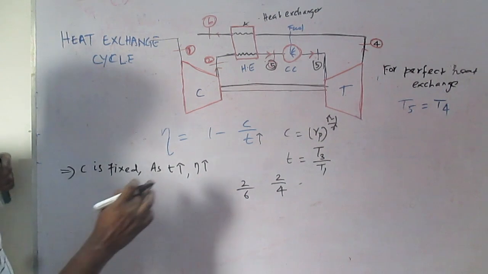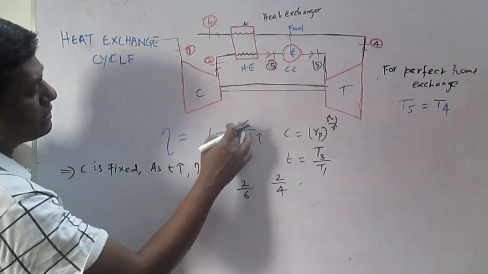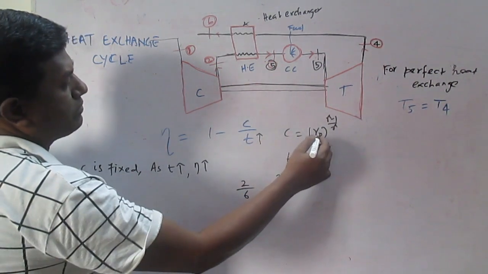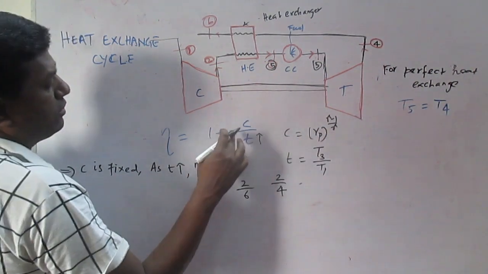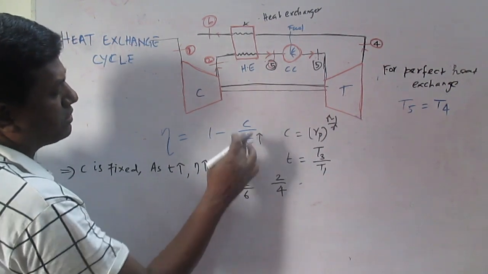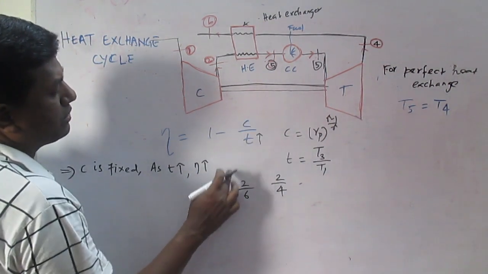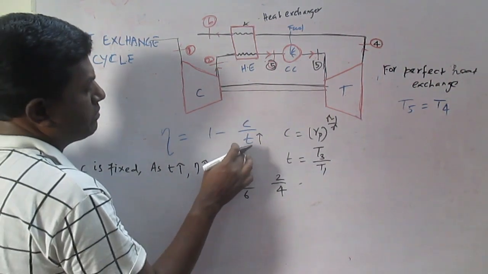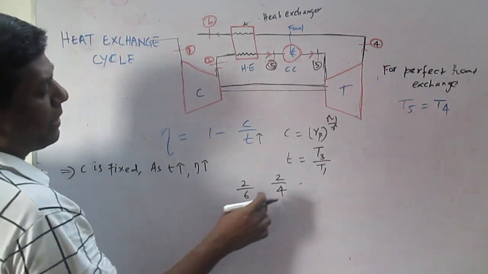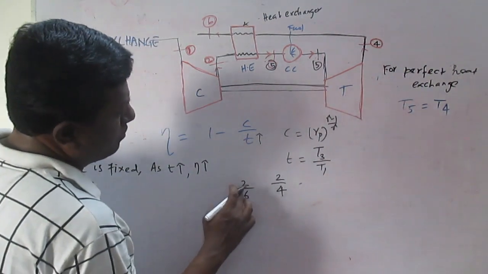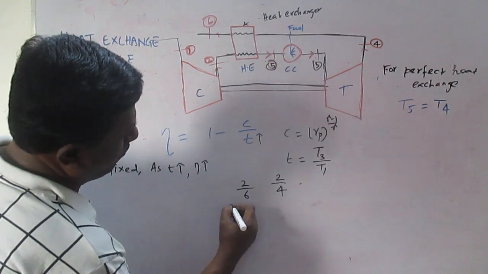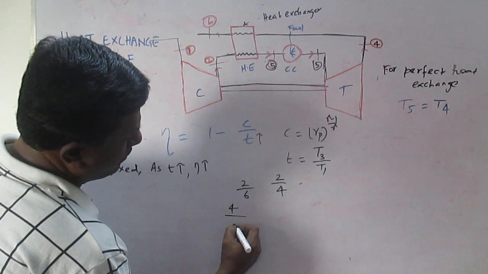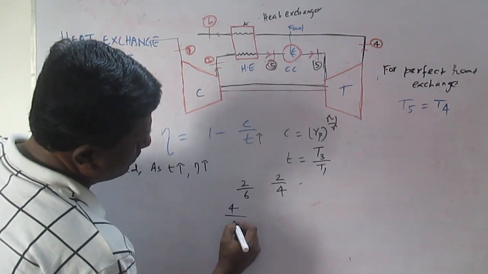Another thing is that C should be smaller. C is a function of the pressure ratio. If the C value is higher, the ratio will be increasing. That is the idea. Because instead of 2, suppose you have C equal to 4, then 4 by 6.